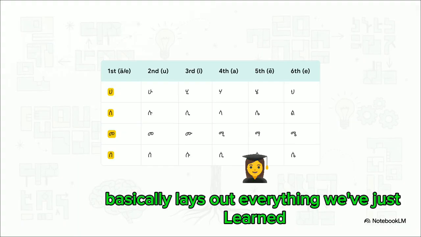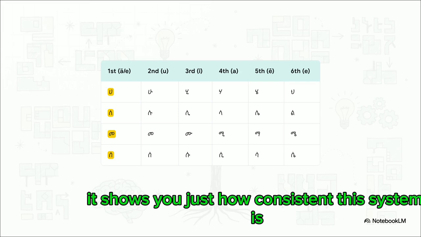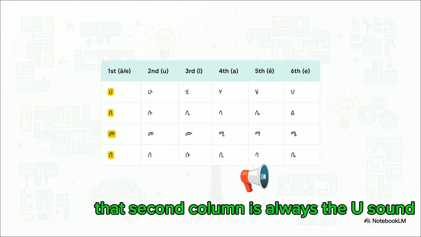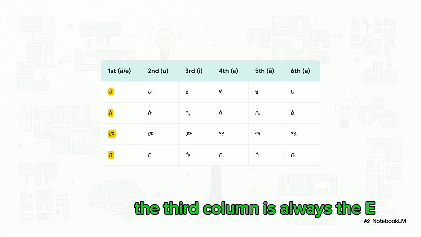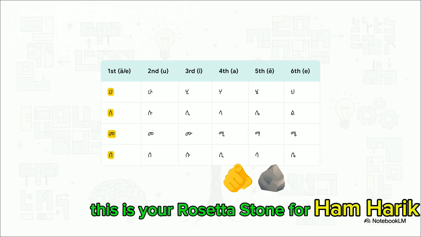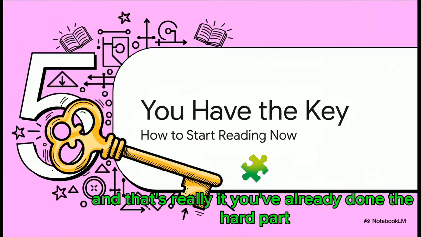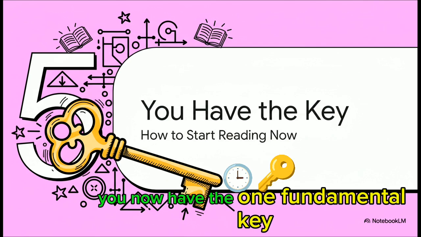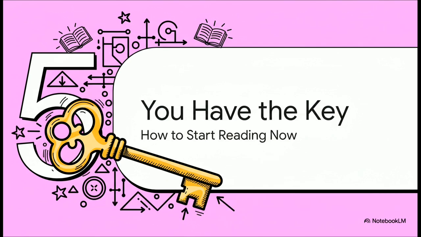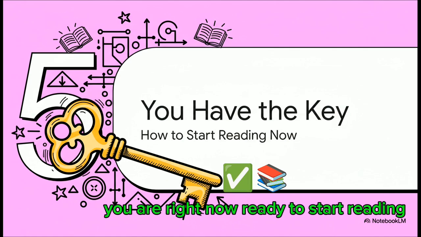This table basically lays out everything we've just learned. It shows you just how consistent this system is. Just look down any column. That second column is always the U sound. The third column is always the E. The fourth is always the A, and so on, all the way down. This chart right here, this is your Rosetta Stone for Amharic. And that's really it. You've already done the hard part. You now have the one fundamental key you need to unlock the entire Amharic script. You are right now ready to start reading.